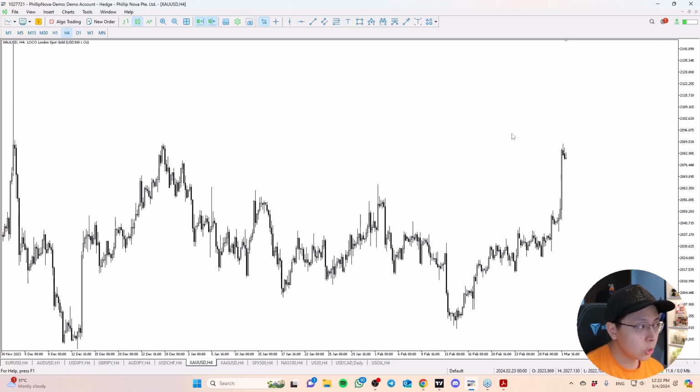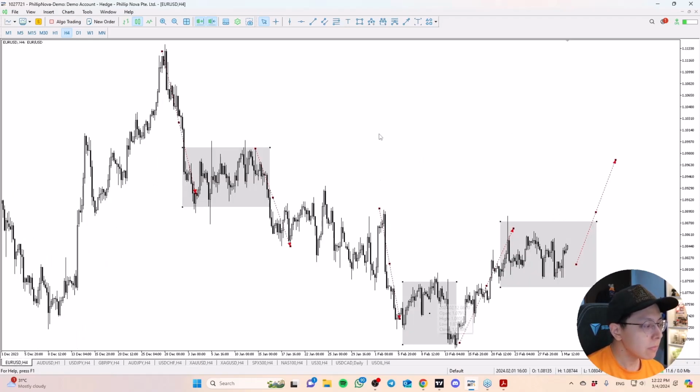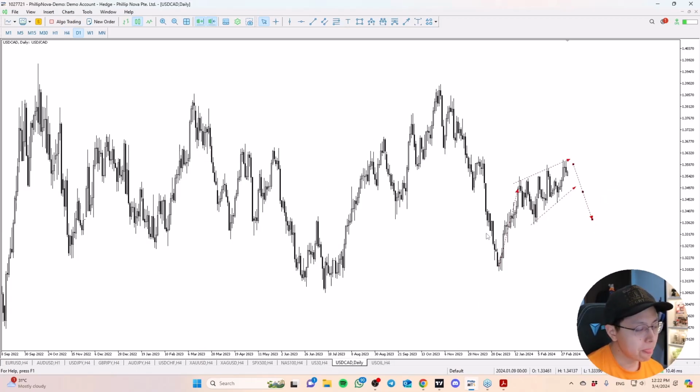So again, to conclude, the directional portion first. Keeping things simple, I just need two patterns, and I'm just looking out for these two patterns. Impulse correction is a continuation, for example, euro dollar. Impulse crawl is a reversal, for example, the dollar Canadian. So that's the directional bias, as I mentioned just now as well.